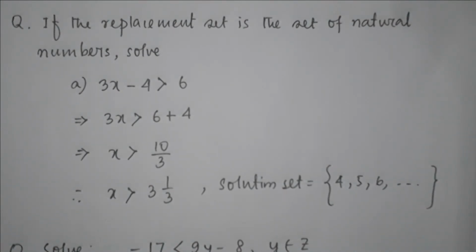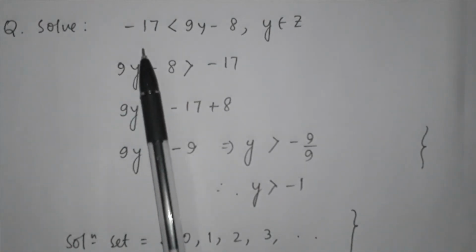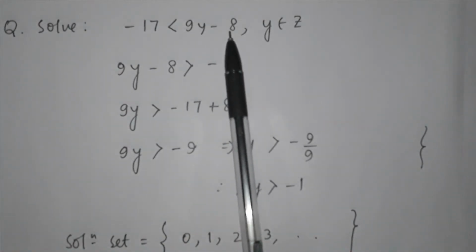In case of a linear equation, you will get a unique value of x, but here you will get one or more than one value of x. That's why we call it a solution set. And one thing you need to remember, since it is a solution set, you always need to write it under curly brackets. Our next problem is minus 17 less than 9y minus 8.